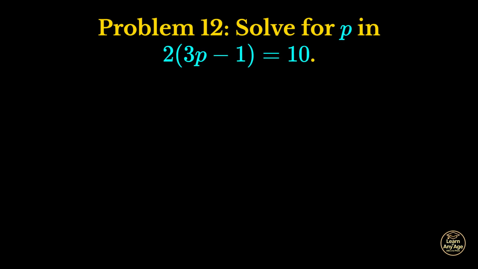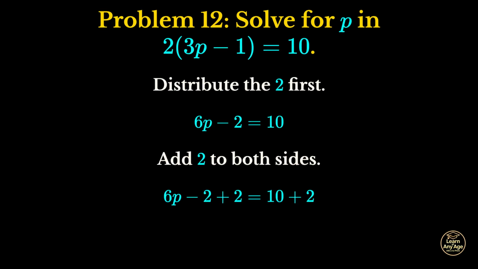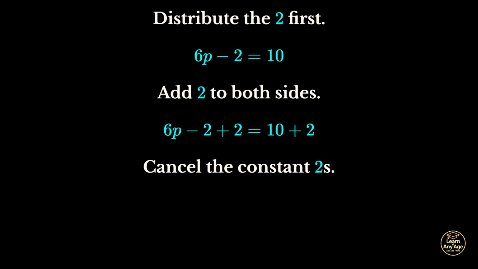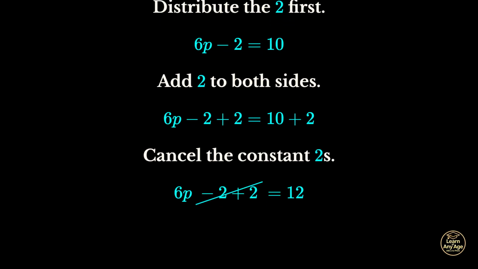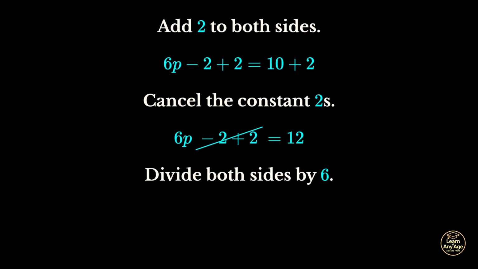Problem 12, solve for p in 2(3p minus 1) equals 10. Distribute the 2 first. 6p minus 2 equals 10. Add 2 to both sides. 6p minus 2 plus 2 equals 10 plus 2. Cancel the constant 2's. 6p minus 2 plus 2 cancelled out equals 12.